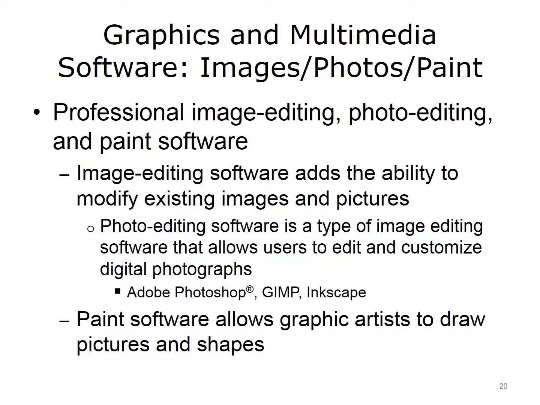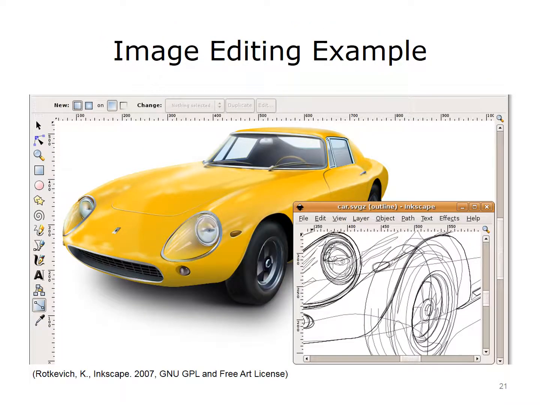Image editing software allows users to edit existing images and photos. Photo editing software is a type of image editing software specifically for digital photographs. This software can retouch photos and add or remove elements from a photo. Some examples are Adobe Photoshop, GIMP, and Inkscape. Paint software is for drawing shapes and pictures. This is a screenshot of Inkscape, an open-source image editing application, and shows different effects applied to a single image.